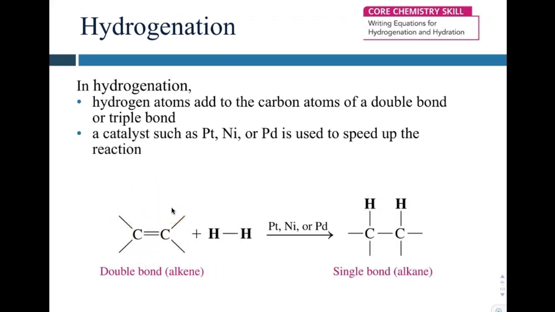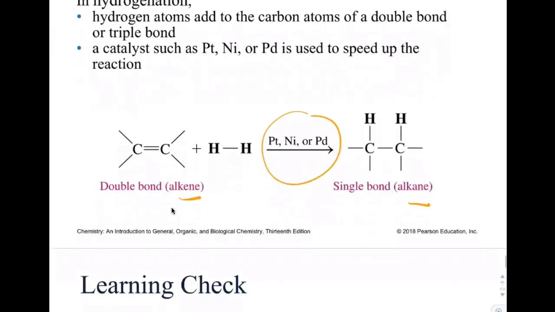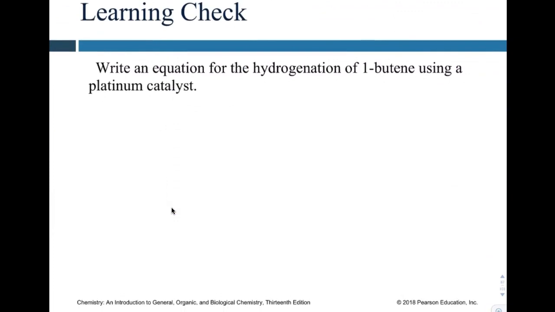And I want you to think hydrogenation, saturation. So we're totally saturating it. So turn your alkene into an alkane. In order to do that, you must have a catalyst to speed up that reaction because it happens way too slow. So go ahead and write an equation for the hydrogenation of 1-butene using a platinum catalyst. So pause and write that out.